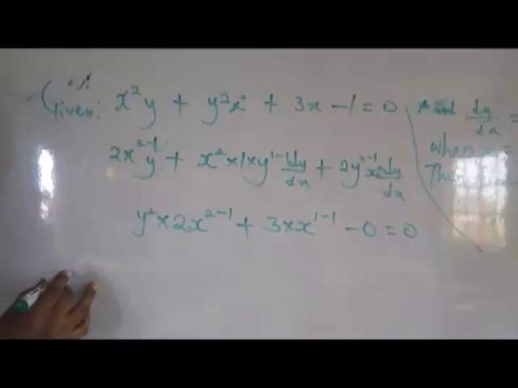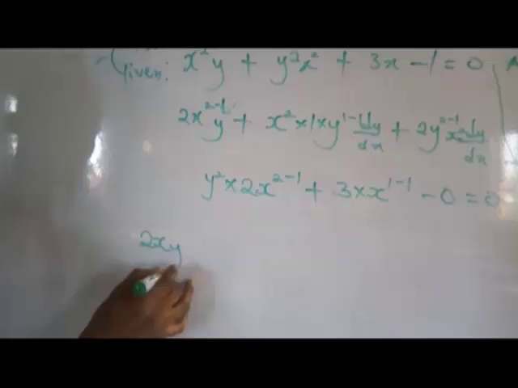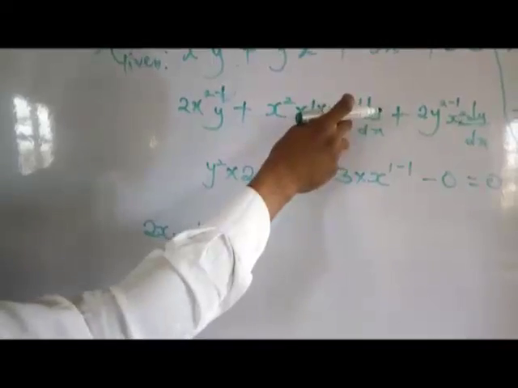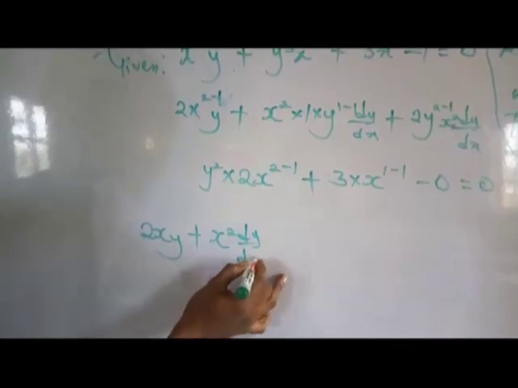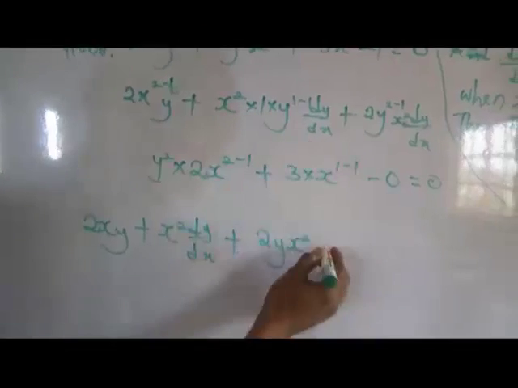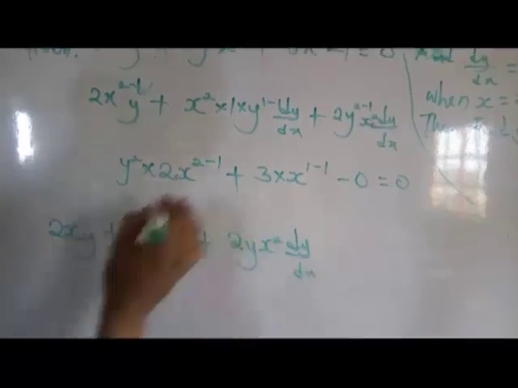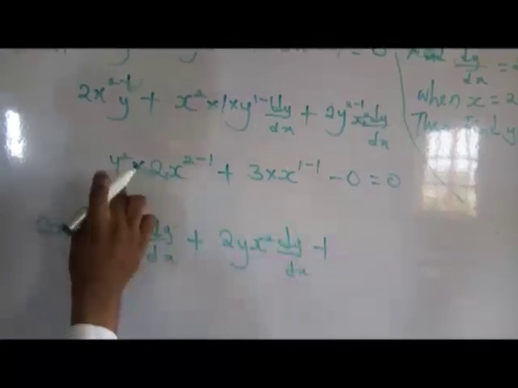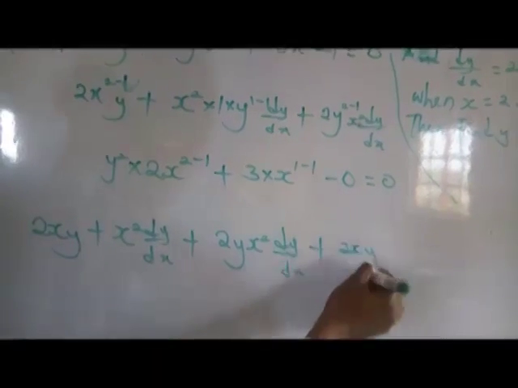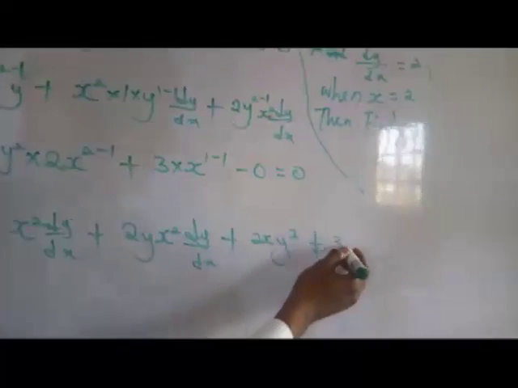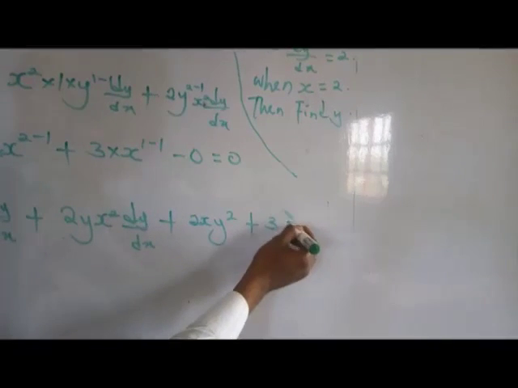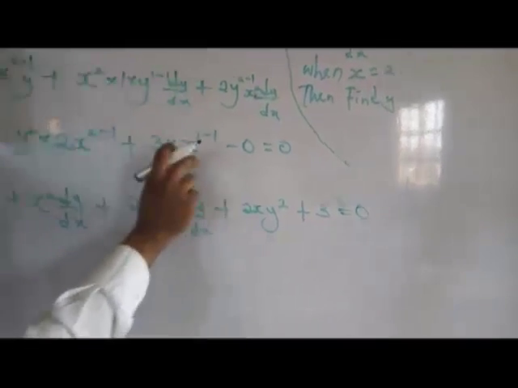So I'm going to be having 2x raised to power 1, that's 2xy, plus x squared times 1, anything raised by 0 is 1, that's times 1 times 1, that will be the y dx, plus 2y x squared dy dx, plus this one is 2x, when you multiply it, that will be 2xy squared, plus 3x raised to power 0, which is still the same thing as 3 times 1, that's 3, equal to 0.